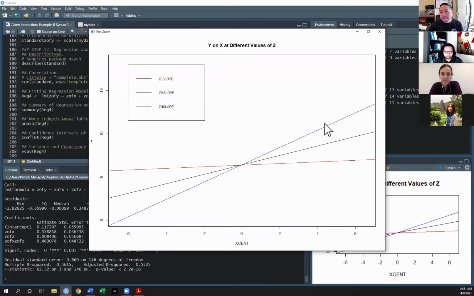Yeah, exactly. So it's sort of like that omnibus approach, where if you find a significant interaction, then you could go through the simple slope analysis to see if there's something interesting going on. But you're right, if there's no interaction, then there's no need to go through this process.